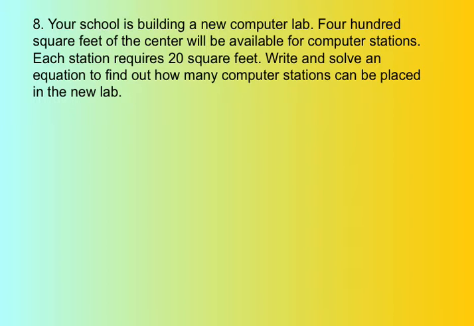So let's take a look at this word problem. When I do word problems, I always like to underline numbers or words or anything that's going to help me solve the problem, anything that I think is going to be important to me later on. So your school is building a new computer lab. 400 square feet of the center will be available for computer stations. So I'm going to underline stations because I think we're going to be working with that. Each station requires 20 square feet.